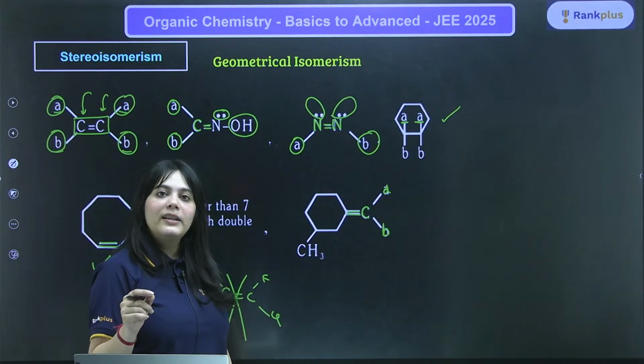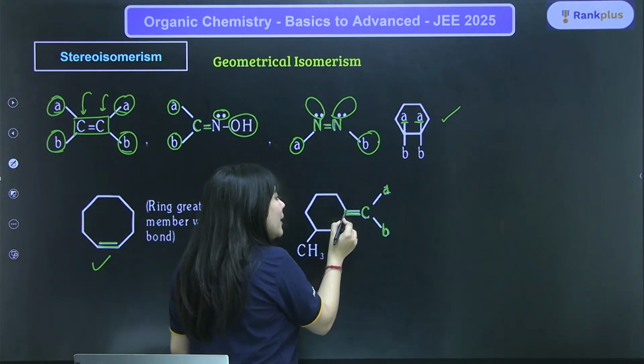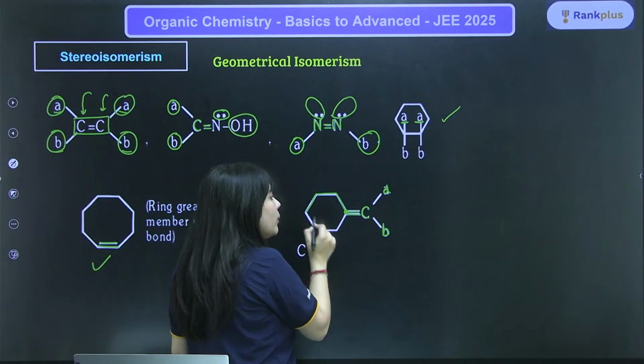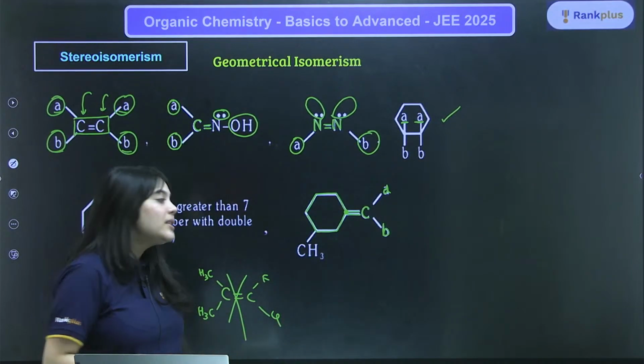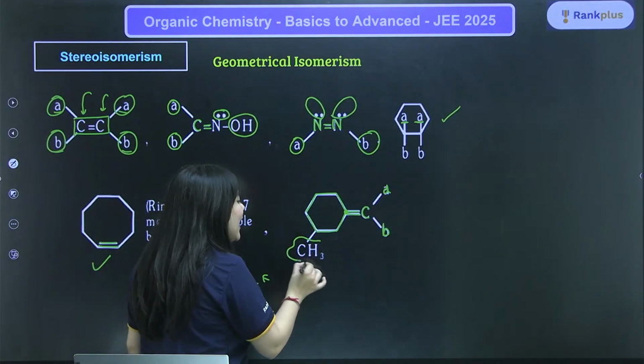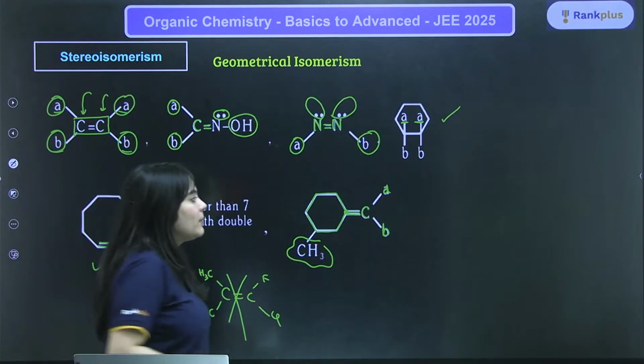This can show geometrical isomerism. Now look at this carbon over here. This carbon has this group over here. This carbon has this group over here, right? So can you see that there is a dissimilarity happening due to this CH3 present? So this will definitely show geometrical isomerism.